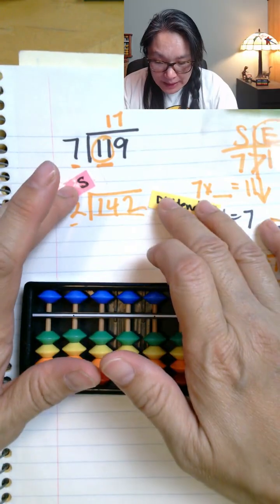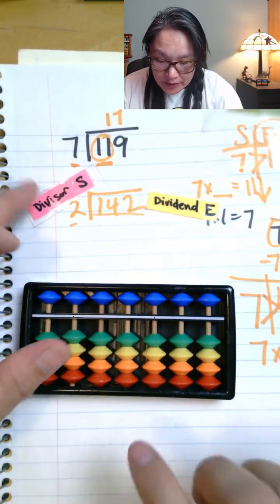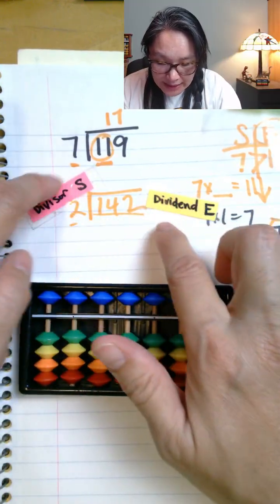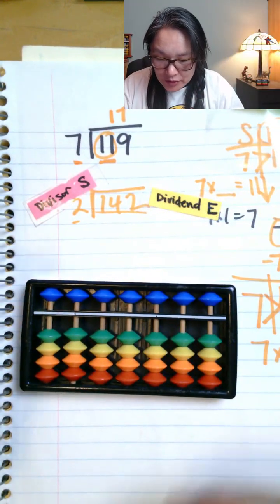So we're going back to here. I have my dividend and my divisor. The other reason I had to label it was because I was getting a little confused about who was doing what.